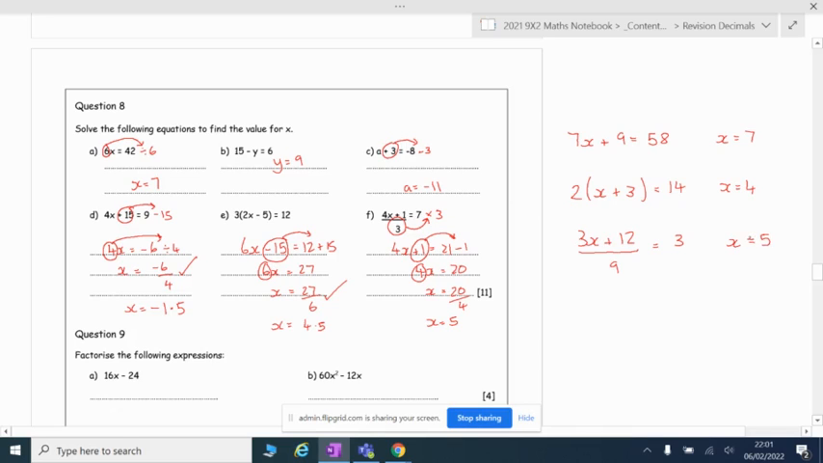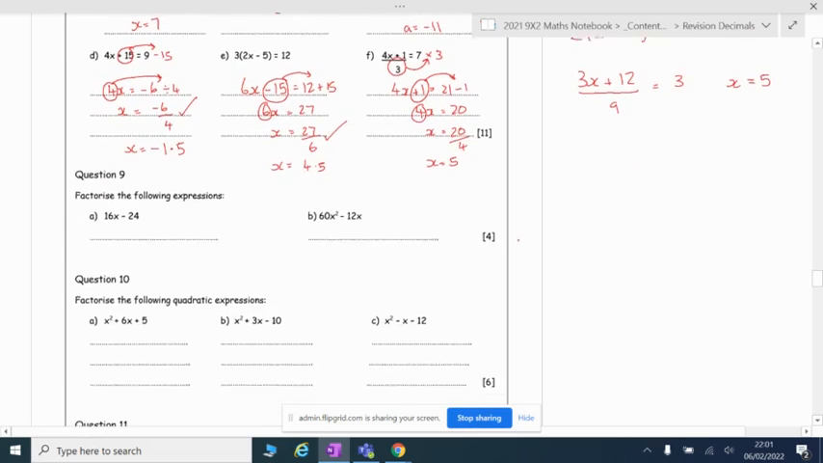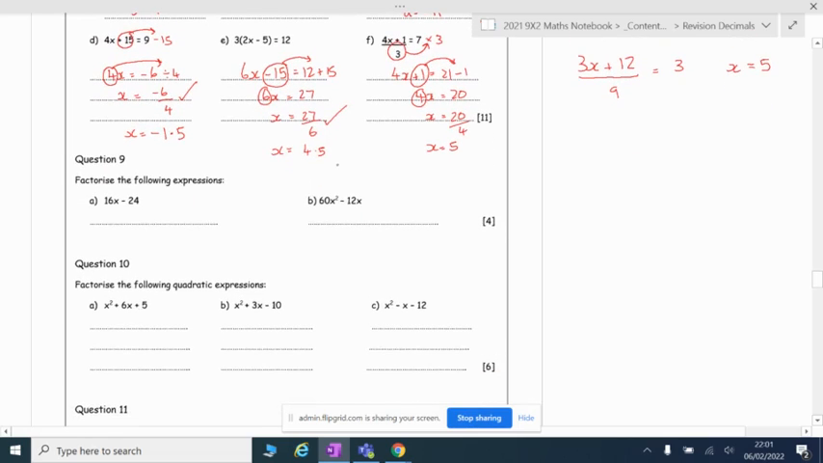Okay, hopefully they're okay. If I've got a chance, I'll just do these quickly. Factorizing is the opposite of expanding. It's putting things back into brackets, okay? And these are single factorizing. I'll come to the quadratics later, the hard one, okay?